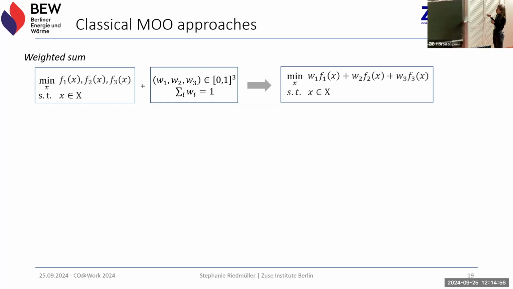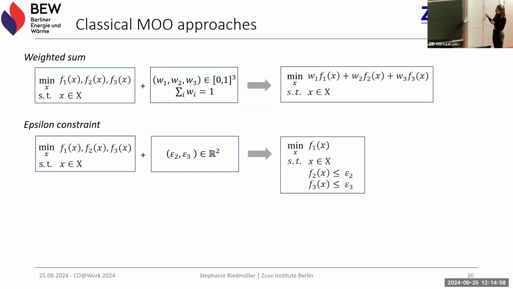The second approach you can use is similar because you take another vector, but this time it's not a weight vector, it's usually called an epsilon vector, because this method is called the epsilon constraint method, where you decide to optimize for one objective and put some epsilon constraints on the other objectives.